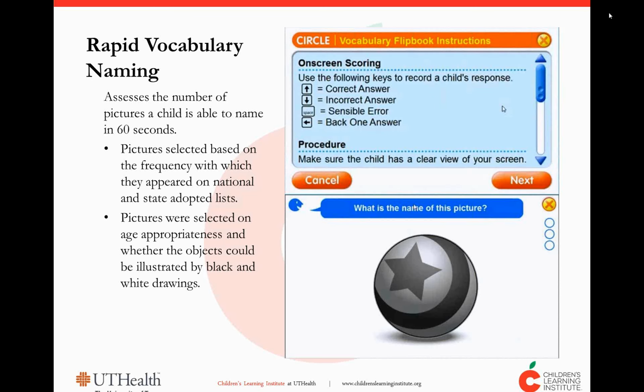Rapid vocabulary naming task is also a fluency paradigm. Again, 60 seconds. We looked carefully at the national word list to identify what vocabulary was appropriate in this age range, and also what could be pictured so that children would not be confused by the picture. And so the teacher's basically asking the child, what is the name of this picture? And these are black and white drawings.